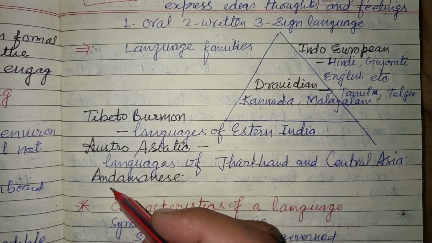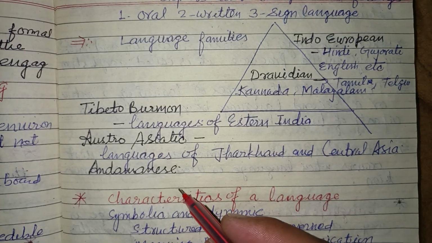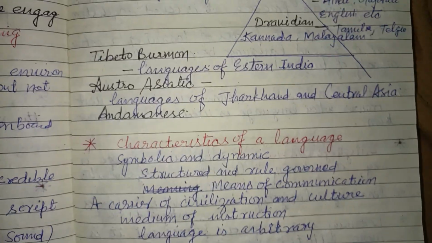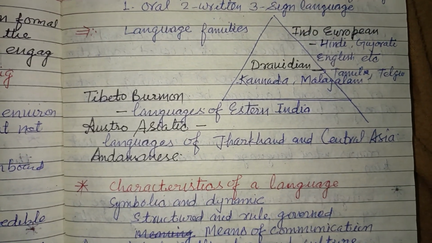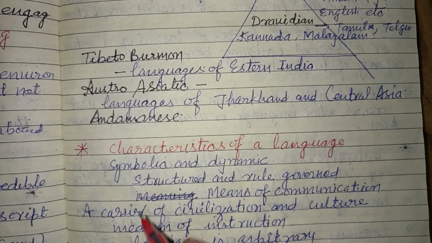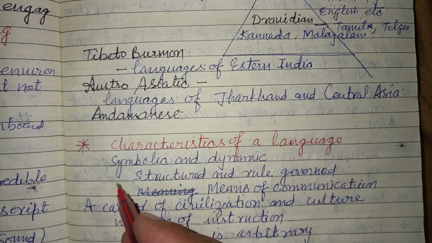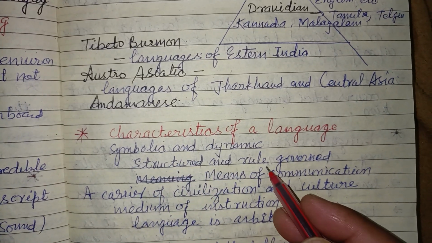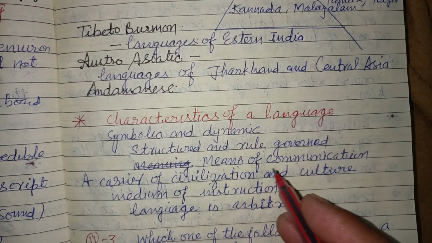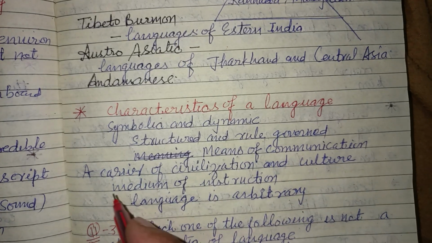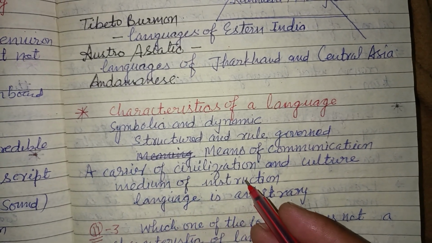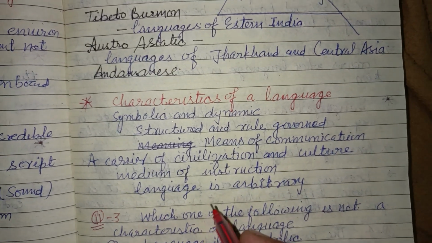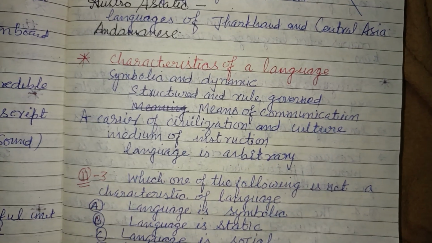Austro Asiatic: languages of Jharkhand and Central India. Andamanese: these are the language families. Characteristics of a language: symbolic and dynamic, structured and rule governed, a means of communication, a carrier of civilization and culture, a medium of instruction. Language is arbitrary.